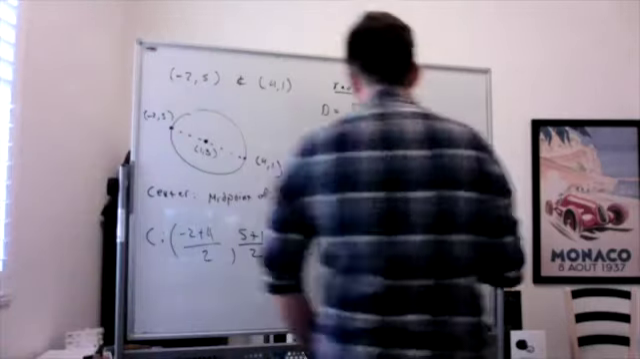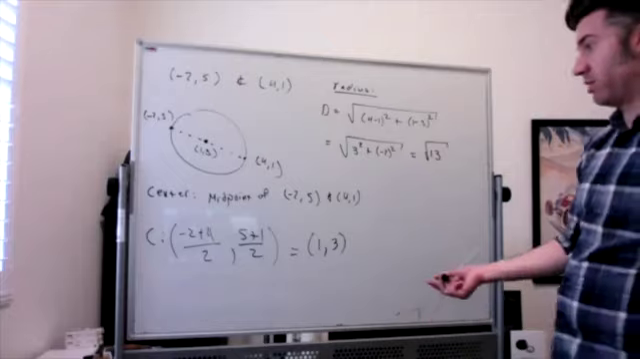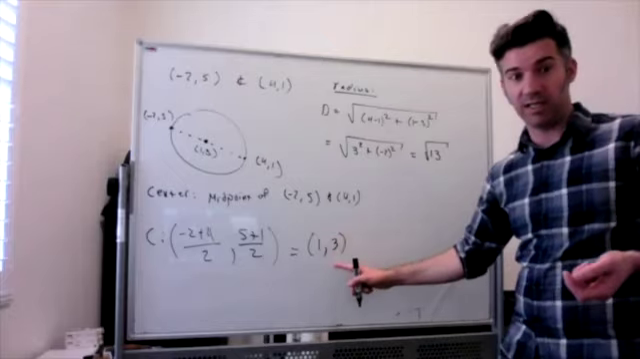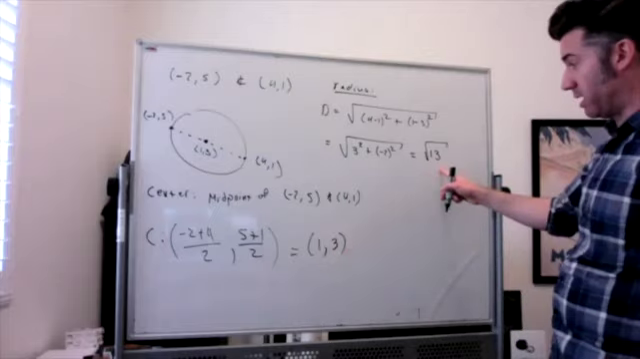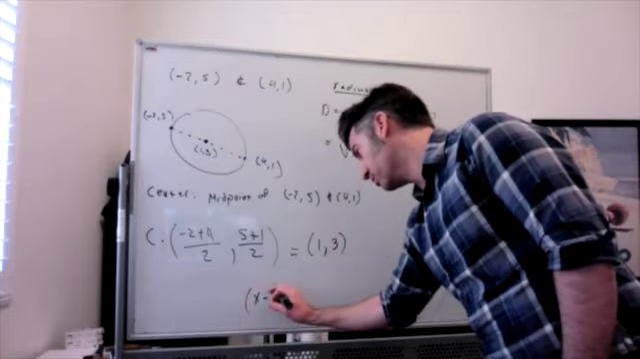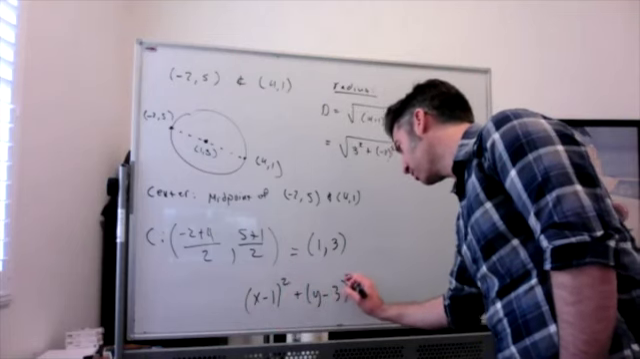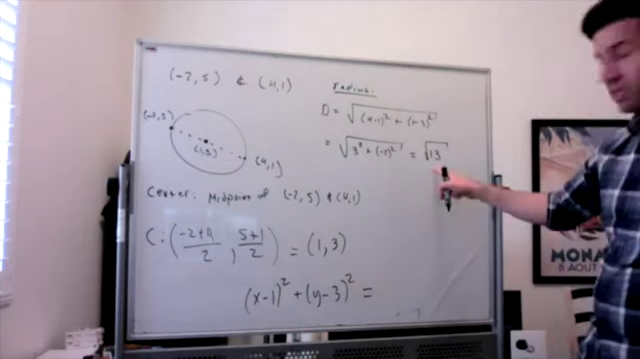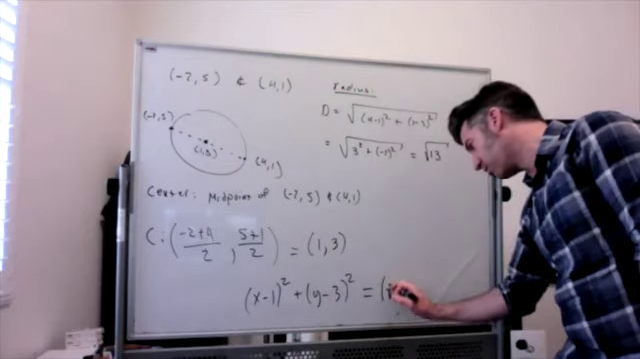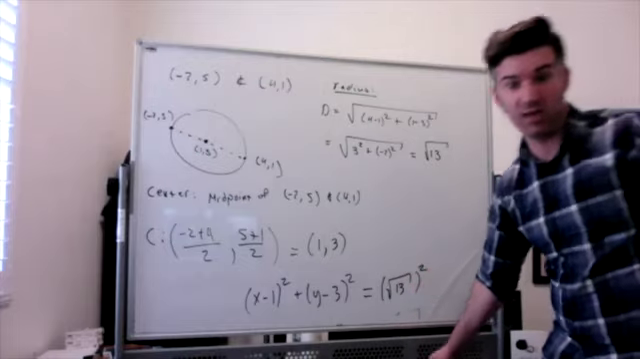So then we have to write the equation. So we know that the equation of a circle is x minus the x coordinate squared plus y minus the y coordinate squared equal to the radius squared. So here it's going to be (x minus 1) squared plus (y minus 3) squared equal to this number squared, which is just 13. Right? We could write the square root of 13 squared, but we should really just write 13.